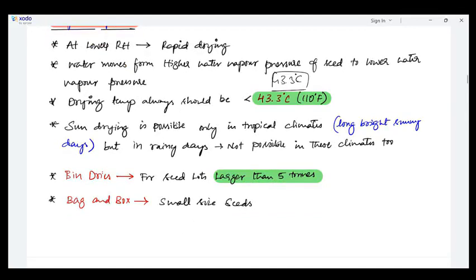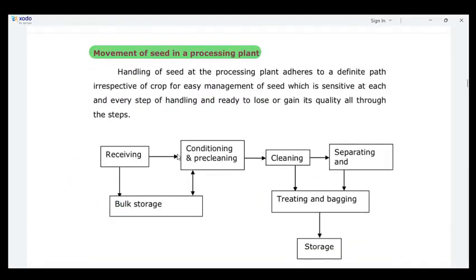There are other things like bin dryers and bag dryers, which you can just read by heart. So this was regarding drying. Once the drying is done, what is the next step? It's about processing the seeds.